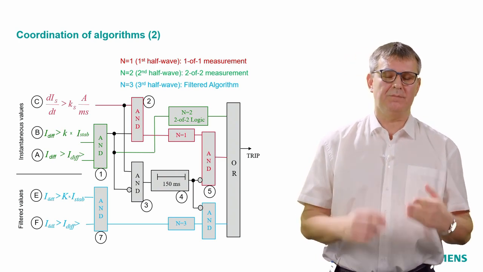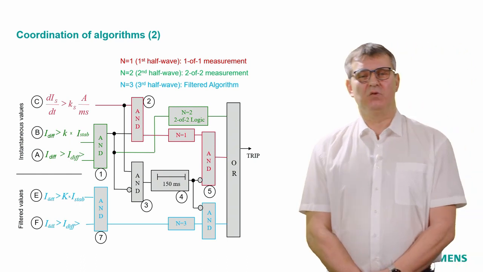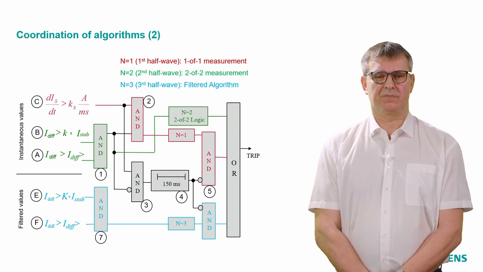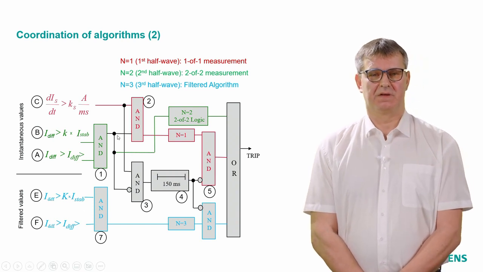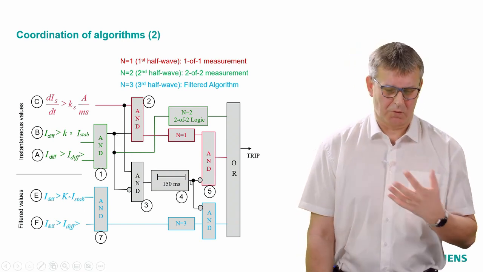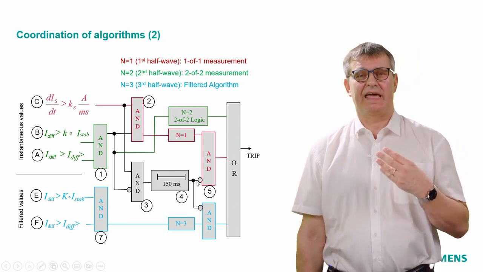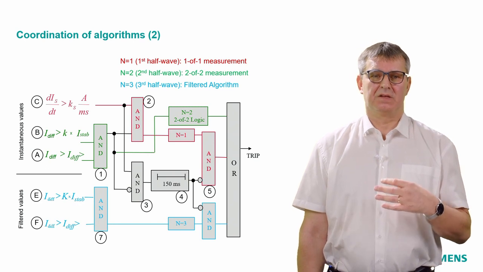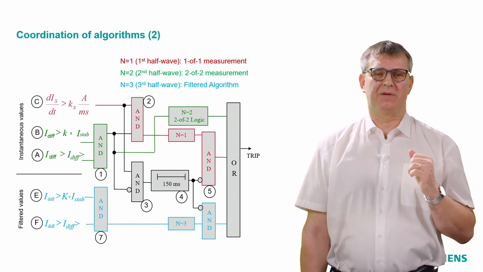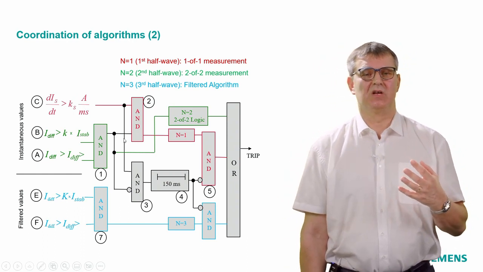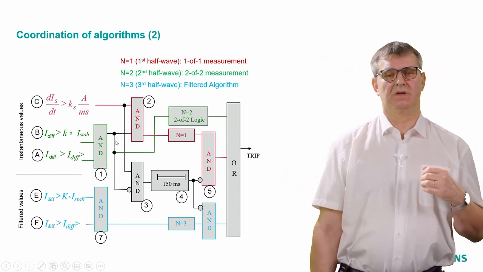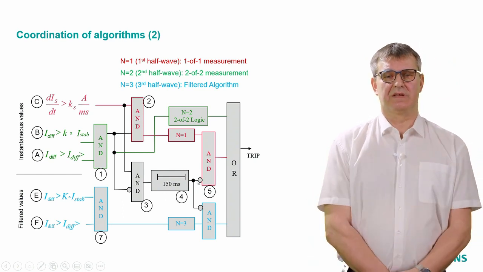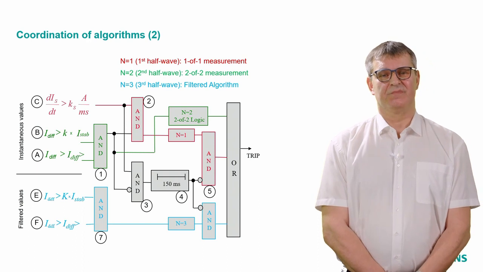And very important, now we have to block immediately the 1/1 algorithm and also the filter algorithm, because maybe 1 or 2 milliseconds later, a CT saturation may happen. So if we have this jump and we have at the very same moment no differential current, we will block for 150 milliseconds both the 1/1 algorithm and the filter algorithm.